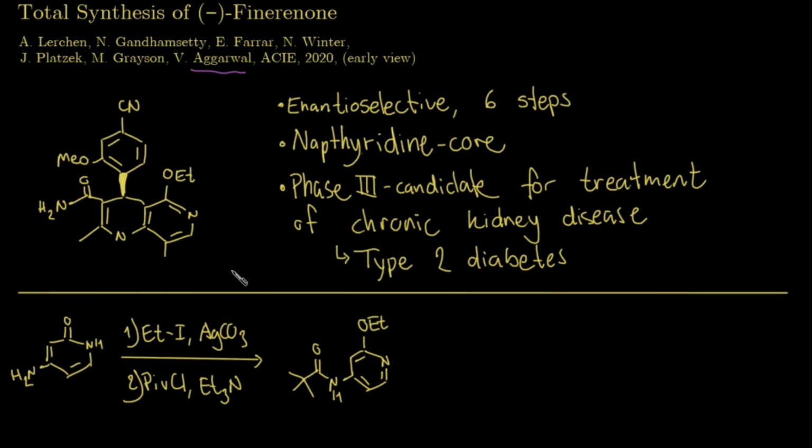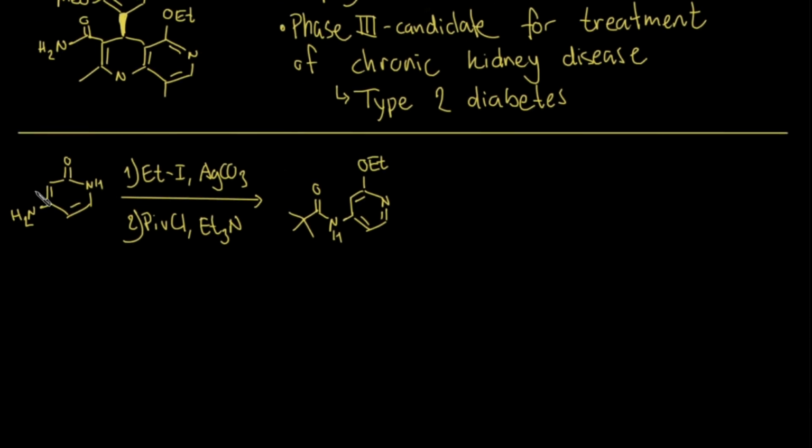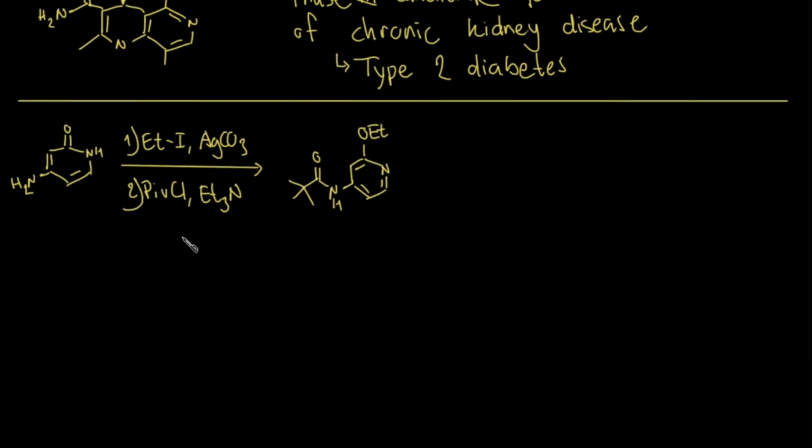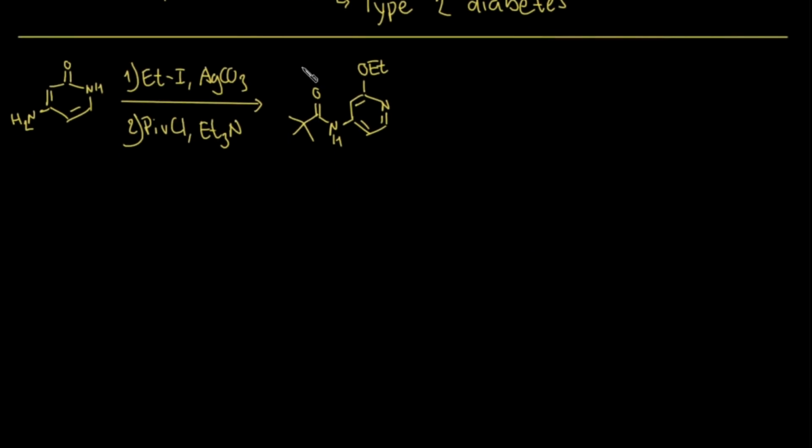And their synthesis starts out with this pyridone starting material. And the first step is a selective alkylation on the oxygen using silver carbonate. Next, they protect the free amine with pivaloyl chloride to form this protected amine as an amide.